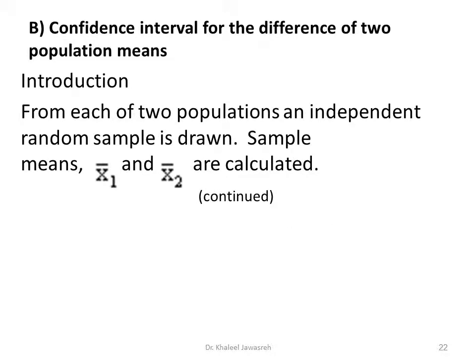Now, the confidence limit for the difference of two population means. Now, we took just one sample, just one population, and now we need to deal with two populations. How can we obtain the difference between two population means? We have the confidence interval for the two population means. From each of the two populations, an independent random sample is drawn. The sample mean for the first population will be x1 bar, and for the second population x2 bar. We can calculate them for the two populations that we are targeting.